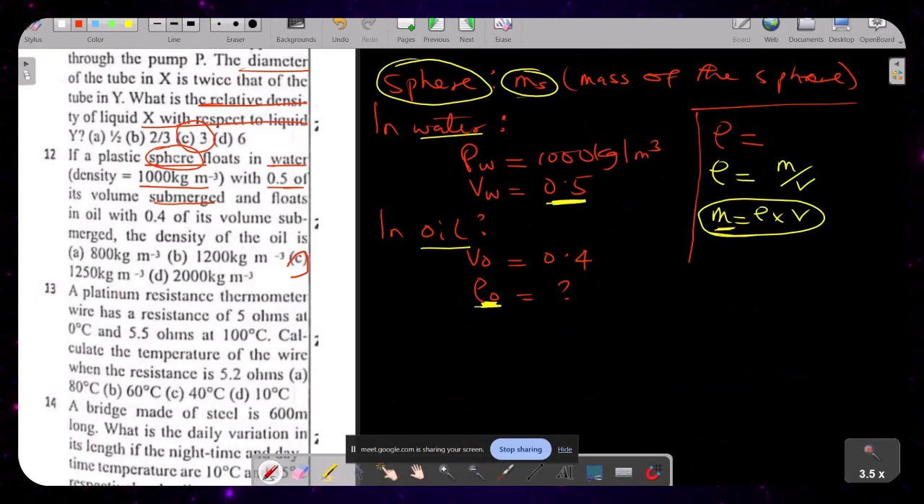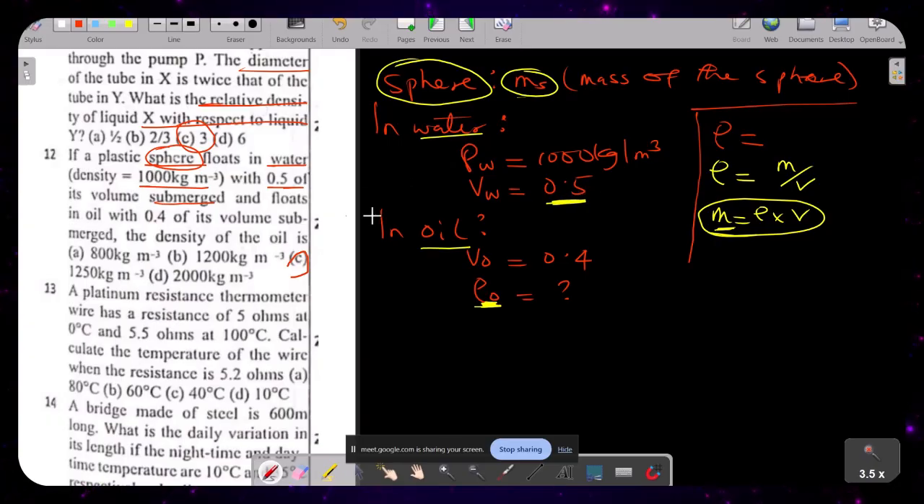So a quick rundown. Let me explain again. Now, if you are to solve this question, first of all, I believe you understood how I got all these values. Let me run down again. They said if a plastic sphere, simply means that this sphere has a mass. So let's call ms the mass of the sphere. They say it floats in water, and the density of water is 1000 kilogram per meter cube. That is the density of water, and with 0.5 of its volume submerged. So the volume of that sphere in water is 0.5.